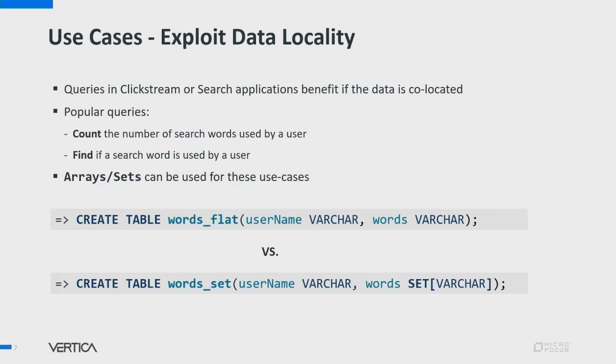So in the traditional approach, you would normalize or flatten the data or duplicate the data because it's just a few fields. So you will end up having a column with username and words varchar, but the username would repeat for each of the search words made by the user. On the other hand, you can use the set type instead and store all the search words for a given user in the set type, and you avoid duplicating the username on multiple rows.